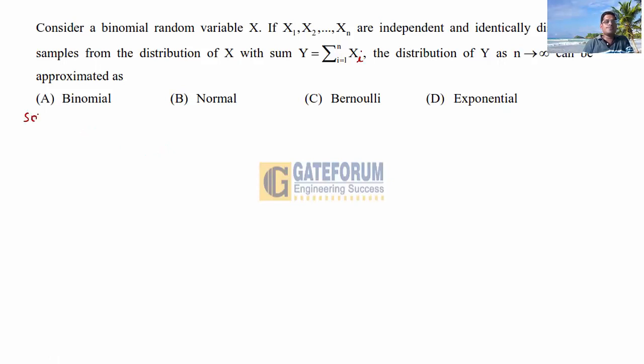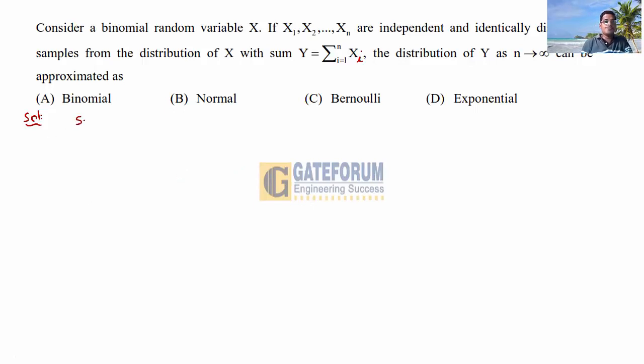Solution is, so we know that sum of n independent binomial random variables is also a binomial random variable having small p as the probability of success, which is the same for each independent random variable, and n is the number of tries. But here n tends to infinity, that is sum of infinite binomial random variables. We know that normal distribution is the limiting case of binomial distribution whenever n is indefinitely large, that is n tends to infinity. This is a conceptual question.